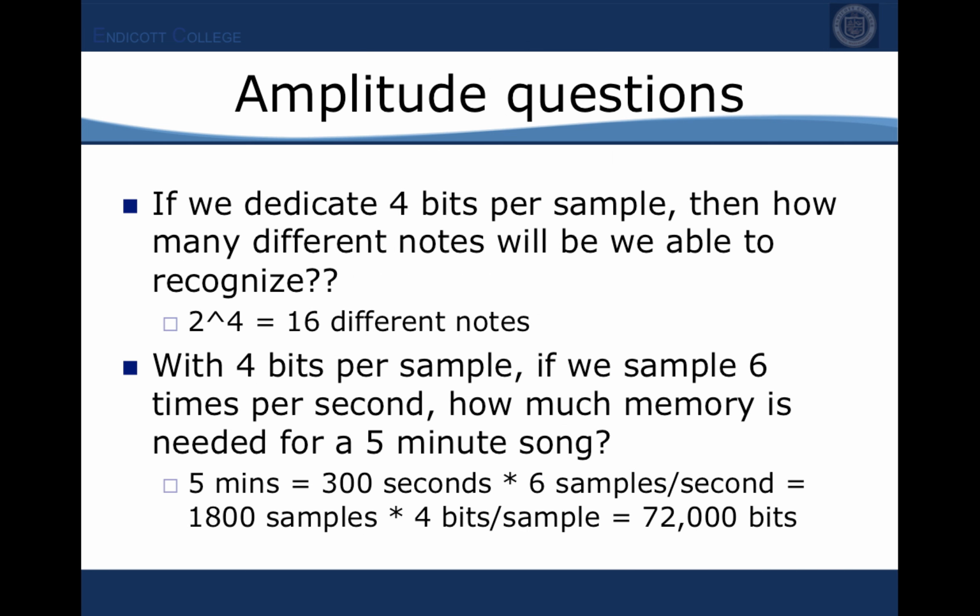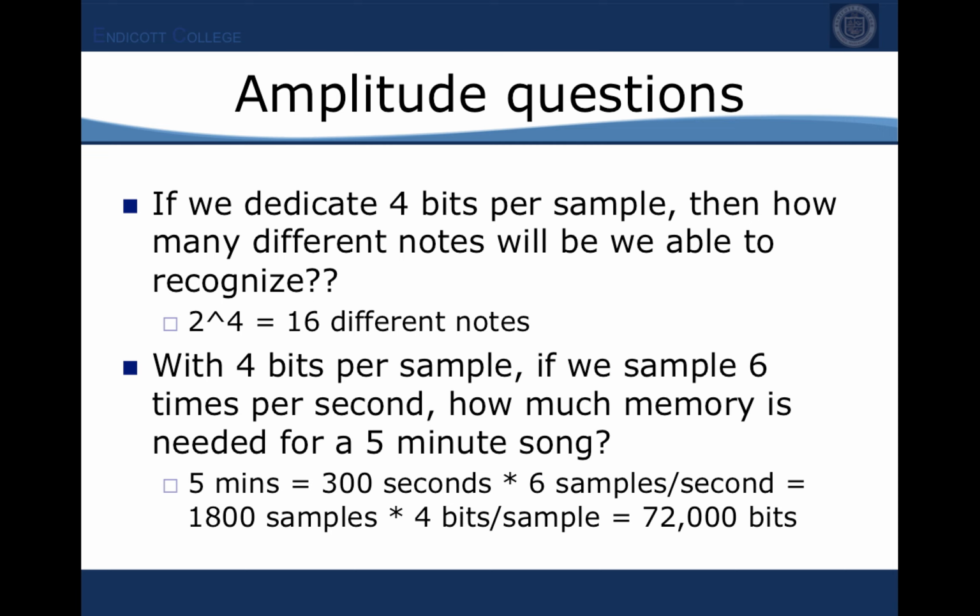All right, just a quick question then. If you want to dedicate 4 bits per sample, so every time you record, you're going to record a 4-bit number, then how many different notes could you distinguish between, or how many different notes do you have to choose from when you're doing your recording?